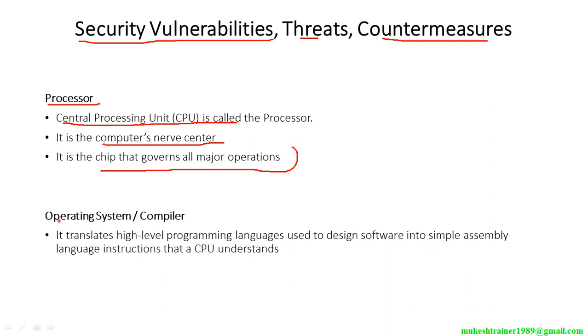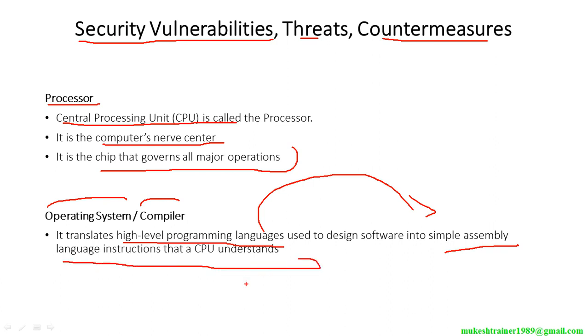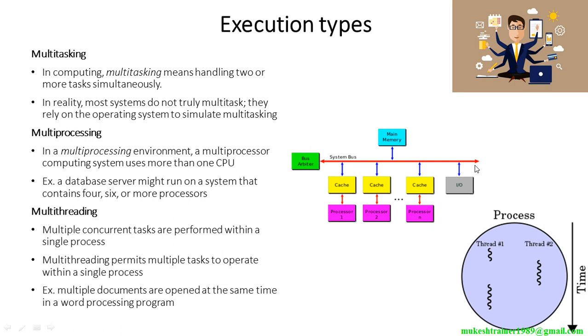Okay, next is the operating system, or rather the compiler. It is actually used to translate the high-level programming language used to design software into simple assembly-level language that the CPU understands. Okay, so next is execution types.